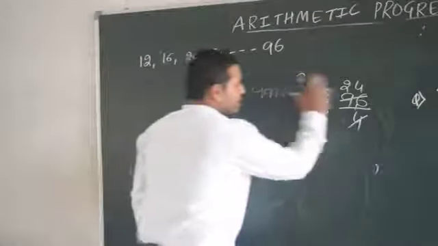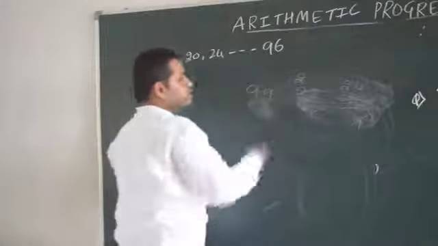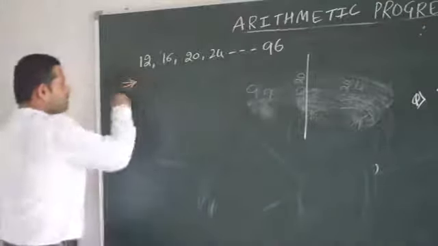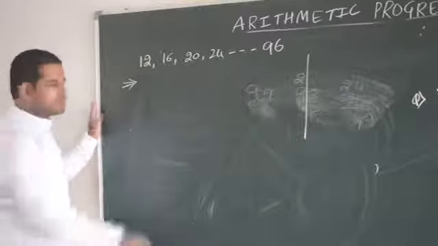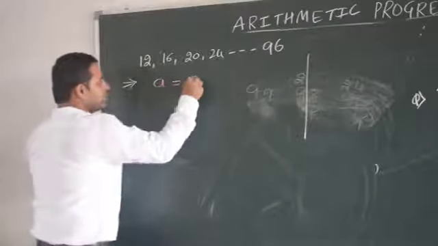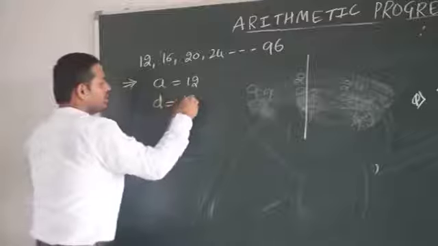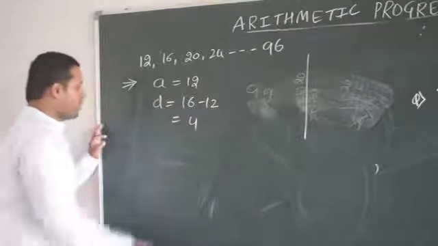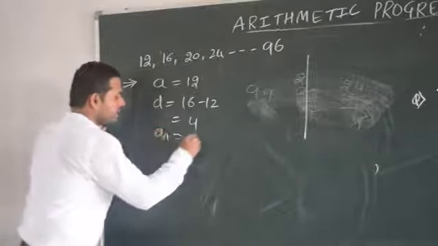Are you getting my point? You have to do all these rough calculations by drawing a line in your answer paper. Okay, fine. Now the question is very clear. So what is the first term? a is equal to 12. Then what will be d? d will be 16 minus 12, so that is equal to 4. Then the nth term is 96.